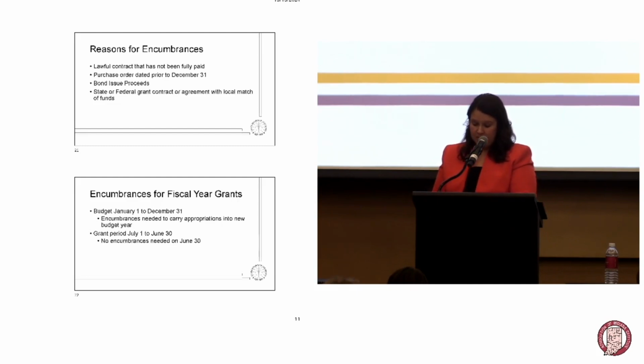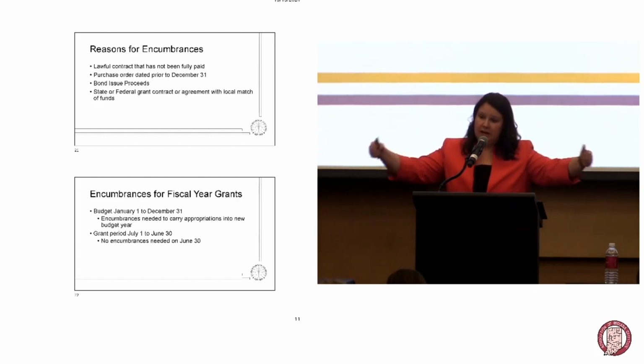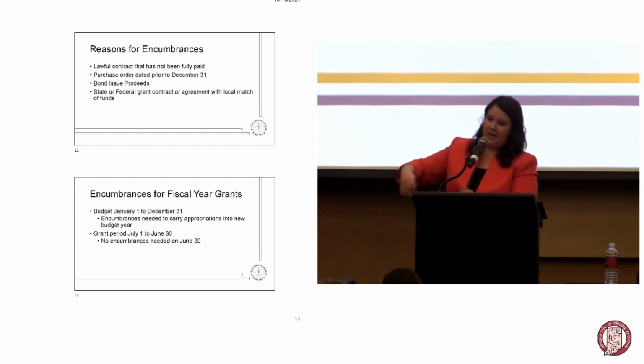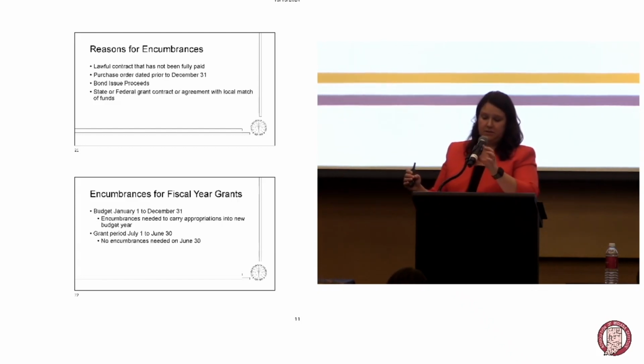Does anyone have questions on encumbrances? Okay, encumbrances for fiscal year grants. Budgeted January 1 to December 31st, encumbrances need to carry appropriations into the new budget year. If there's a grant period July 1 to June 30, no encumbrances are needed on June 30th, because again, you aren't doing fiscal year, you are doing calendar year budgeting, so you need to do it for the end of the year. Does that make sense?